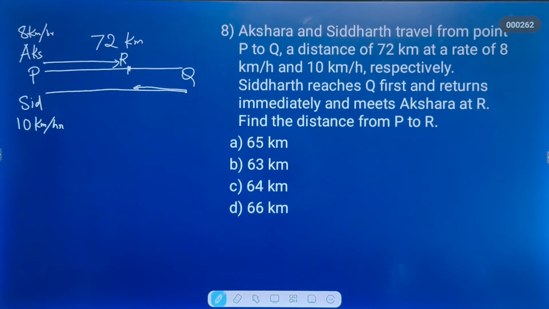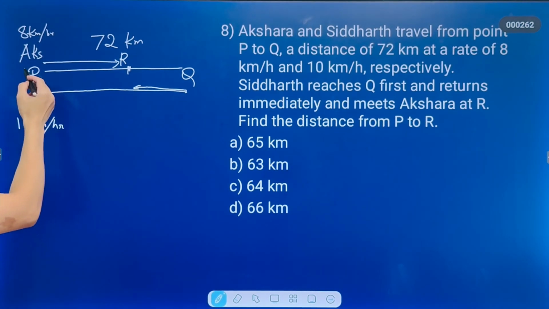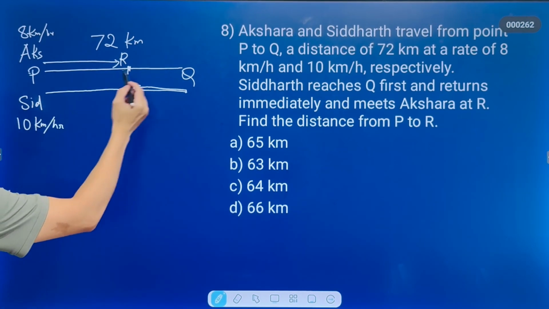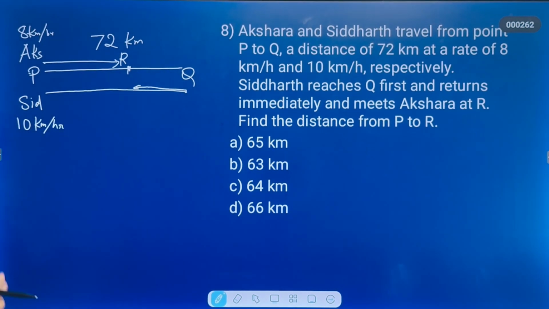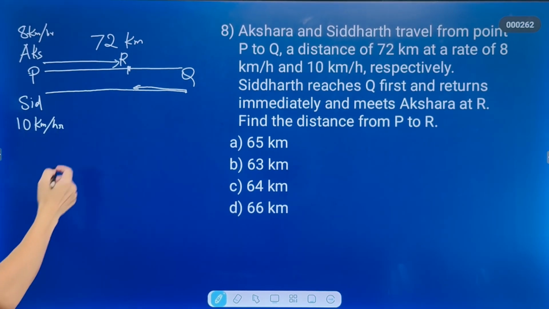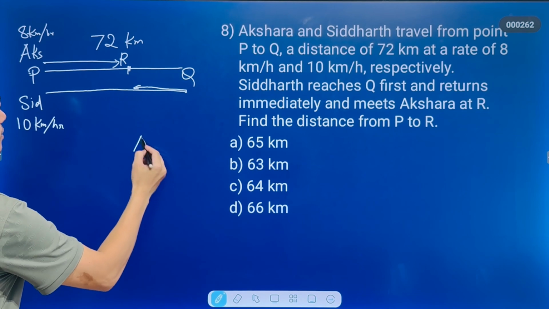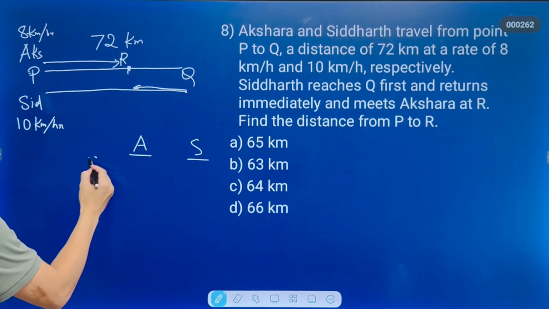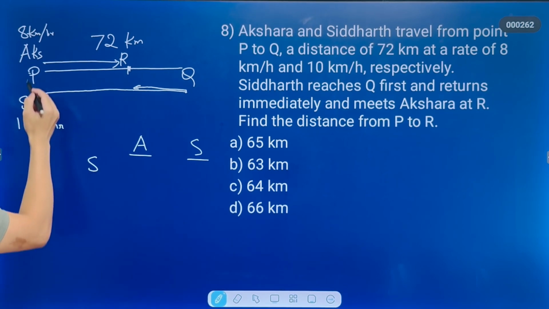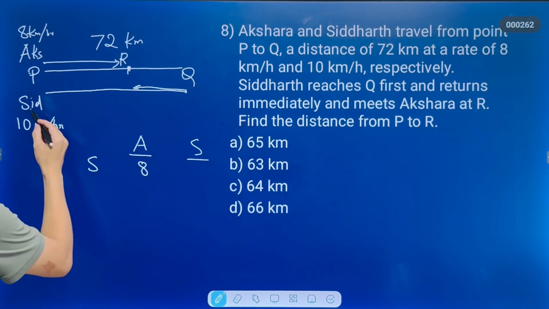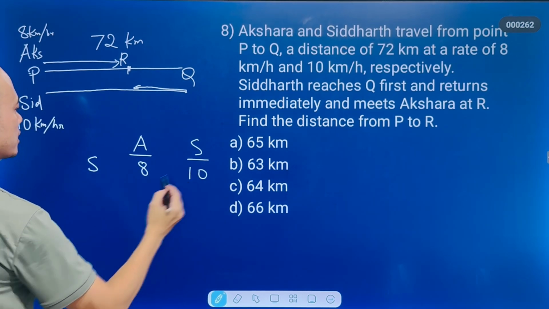Distance when the time is constant. The time is the same: Akshara takes the same time to reach R as Siddharth takes on reaching Q and then returning back to R. They are traveling for the same amount of time, so the ratio of Akshara and Siddharth's speed: Akshara's speed is 8, then Siddharth's speed is 10.